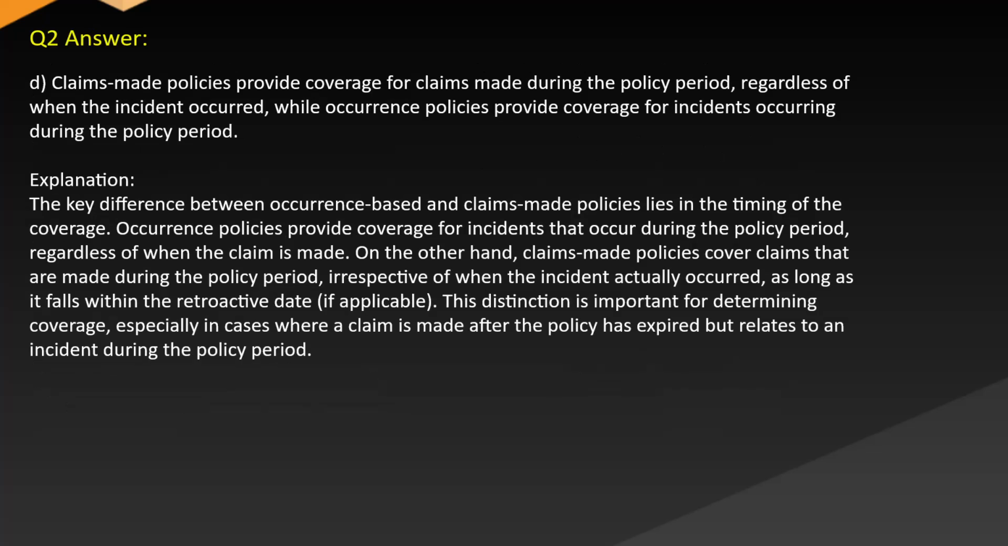Answer. D. Claims-made policies provide coverage for claims made during the policy period, regardless of when the incident occurred, while occurrence policies provide coverage for incidents occurring during the policy period. Explanation. The key difference between occurrence-based and claims-made policies lies in the timing of the coverage. Occurrence policies provide coverage for incidents that occur during the policy period, regardless of when the claim is made. On the other hand, claims-made policies cover claims that are made during the policy period, irrespective of when the incident actually occurred, as long as it falls within the retroactive date if applicable. This distinction is important for determining coverage, especially in cases where a claim is made after the policy has expired but relates to an incident during the policy period.